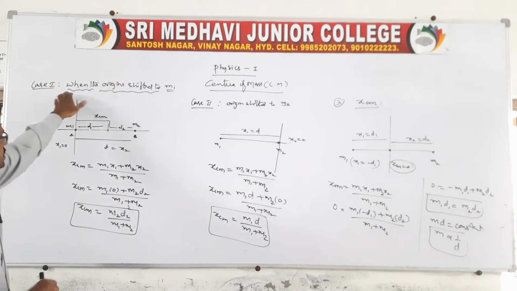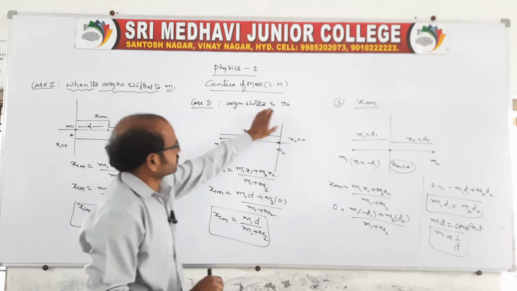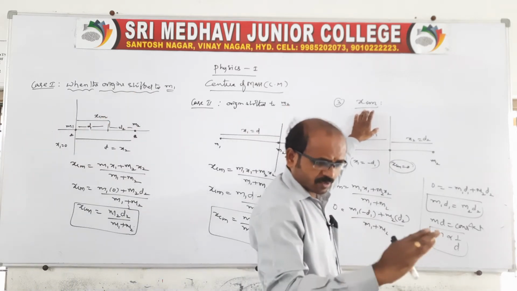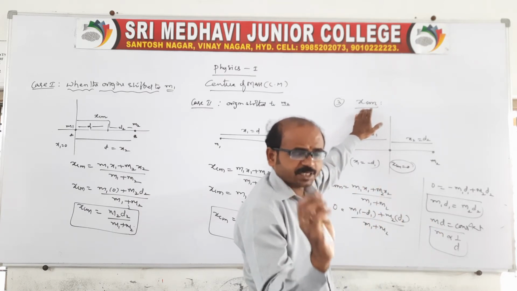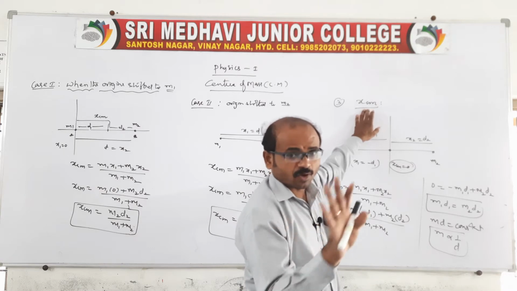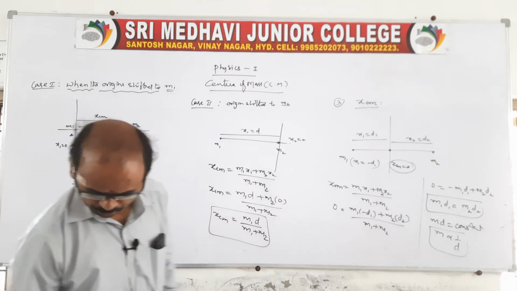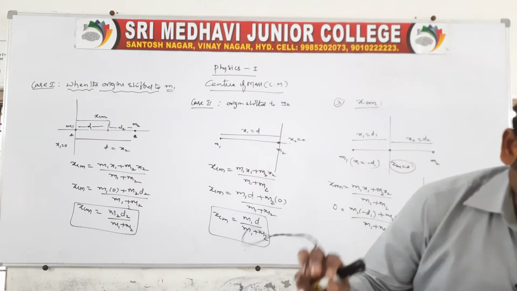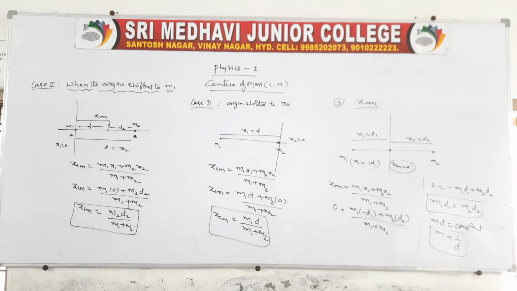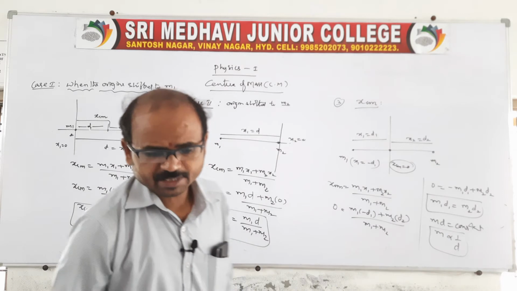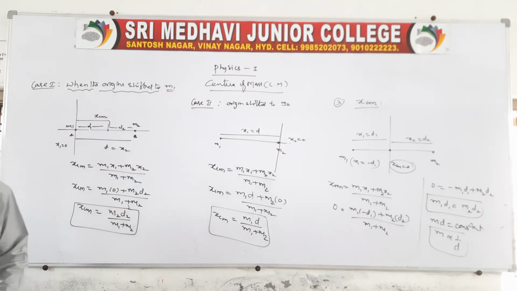In case of one dimension, we considered the origin shifted to m1, shifted to m2, and shifted to xcm. The center of mass position depends only on the mass of the body and the distribution of particles, not on the coordinate system or reference frame. That's what we call it, related to the center of mass. Clear? So you go through all that, which was in our materials or textbooks. These are the examples in case of one dimension.